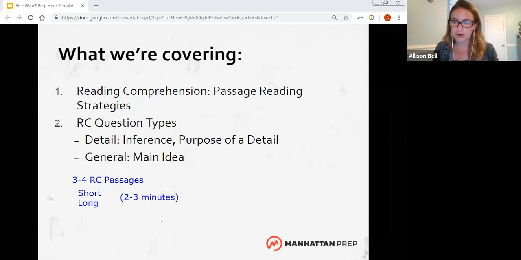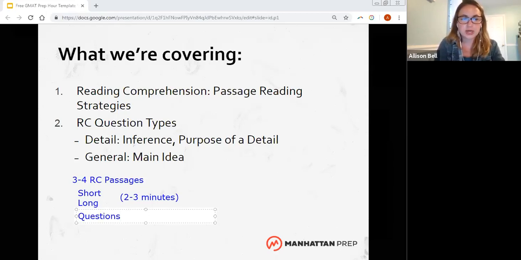You're going to be much more effective at answering the questions if you do so. Once you've read the passage, you'll get maybe 2 or 3 questions associated with that passage. And for the questions, you want to average about 1 minute and 30 seconds per question. That average is coming from general questions, which should be a little faster, so a shorter amount of time, and detail questions on which you want to spend a little bit longer.